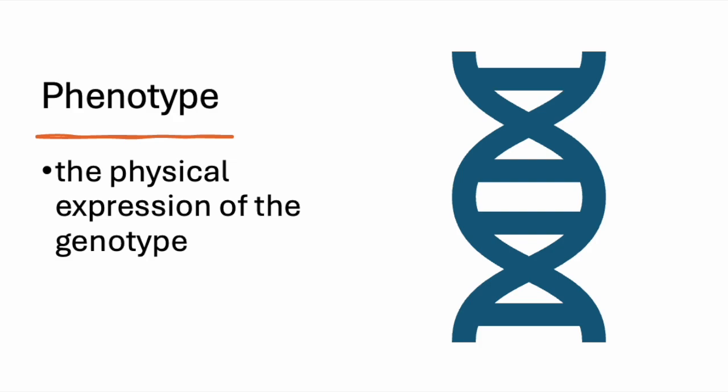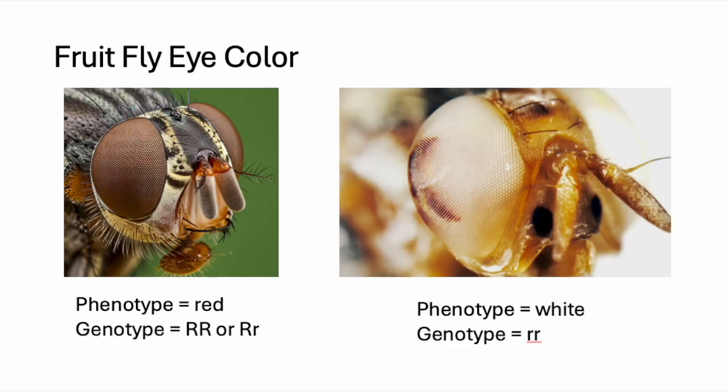Red and white are two of the phenotypes for eye color of fruit flies. Red eyes are dominant over white eyes. Two genotypes can result in red eyes: capital R, small r, and capital R, capital R. Only one genotype results in white eyes: small r, small r.